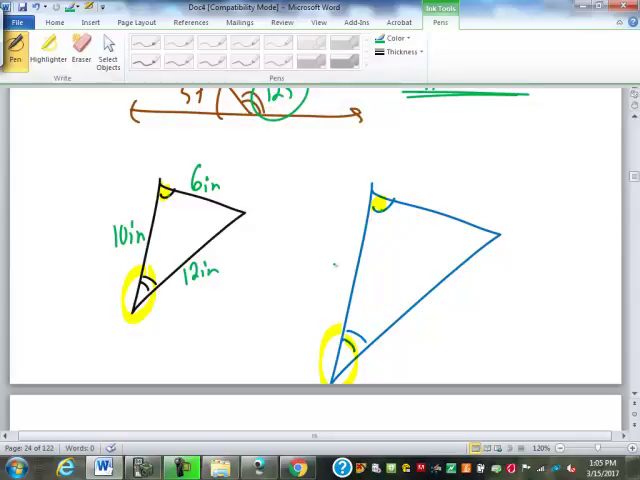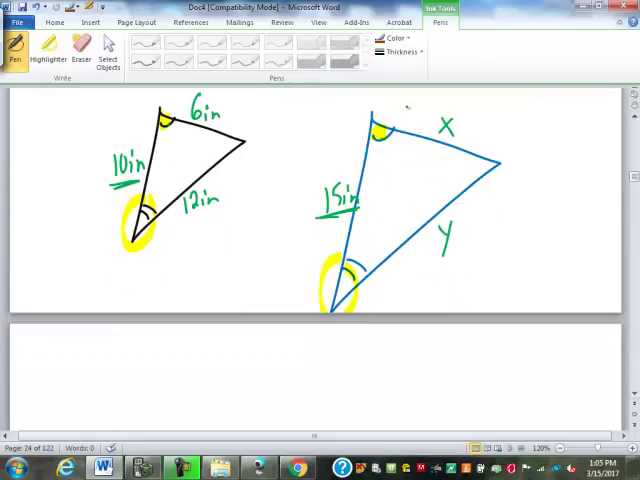But let's say I know that this side here is 15 inches. Which side of the first triangle does that 15 correspond to? The 10. Good. So we call this one X and Y. How do I find X and Y? Well, 10 corresponds to the 15, right? 10 goes to 15.